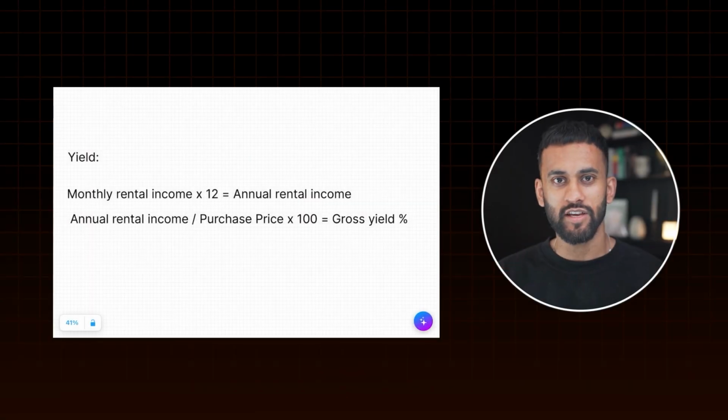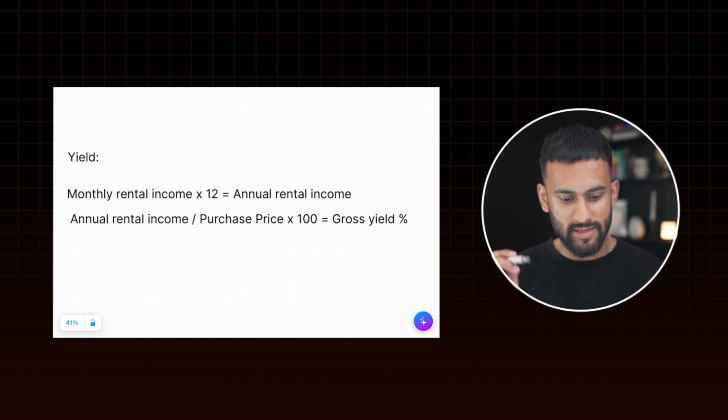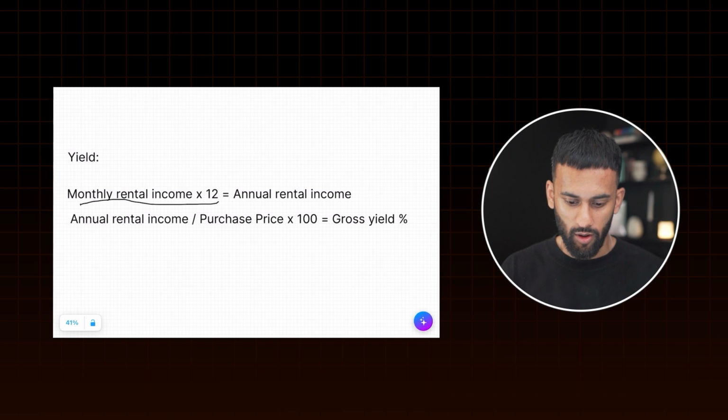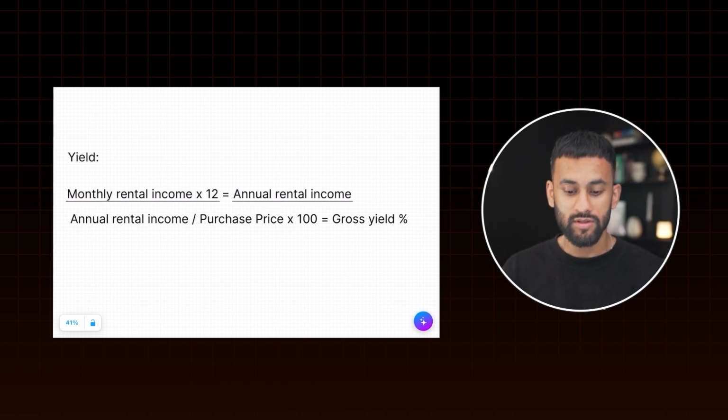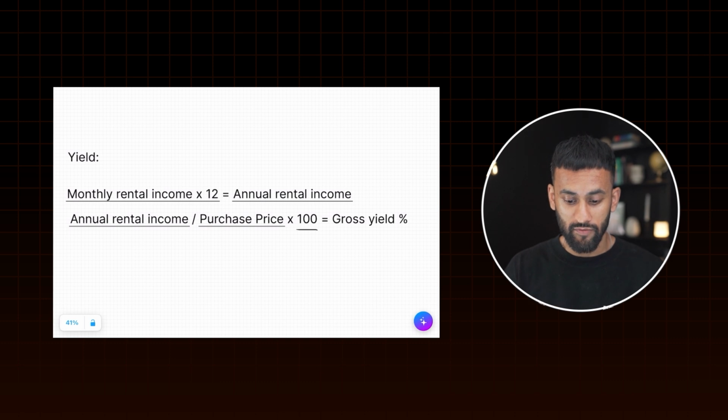So let's get started with probably the most common method, which is yield. And yield is pretty simple to calculate. The first step is to get your monthly rental income, and you essentially times it by 12, which gives you your annual rental income. And then once you find your annual rental income, all you do is divide that by the purchase price, and then times it by 100 to give you a gross yield percentage.